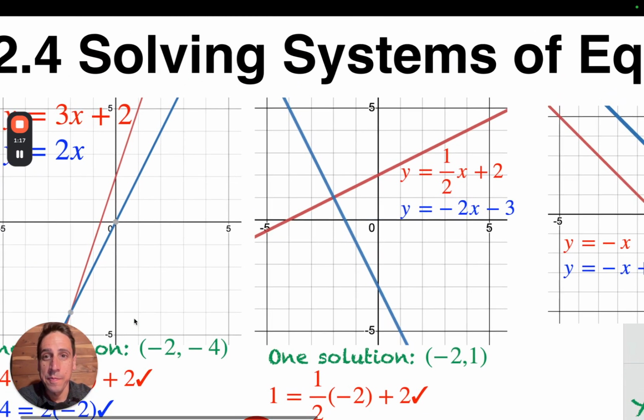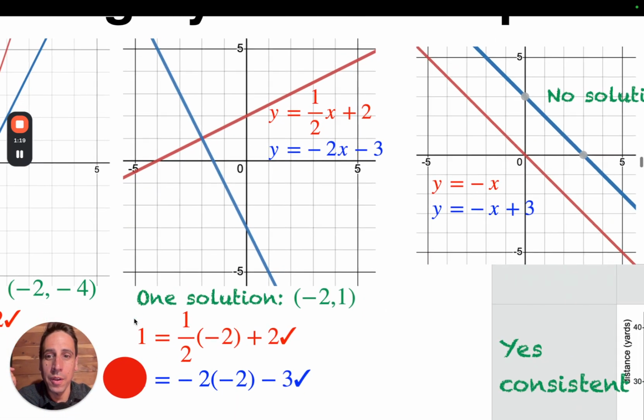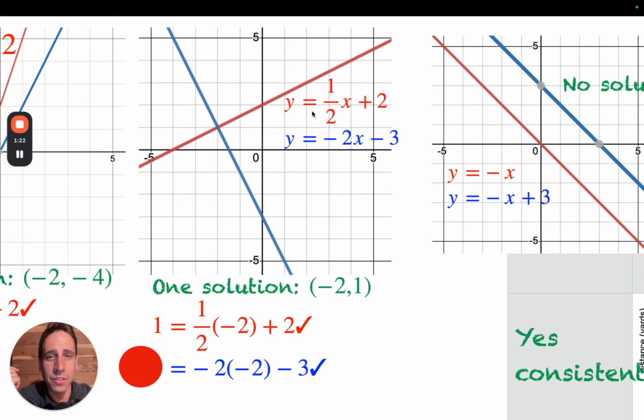Yay. Let's do the same thing again here. A bit trickier to graph because we got a fraction, but that's okay. The red line is y equals 1/2 x plus 2. The blue line is y equals -2x minus 3, and they intersect once right here at (-2, 1). There's only one solution, and it's right here. And you can check, you can plug -2 in for x and 1 in for y, and you can see that (-2, 1) works. And I want you to tell me what's underneath that red dot when you get a chance.